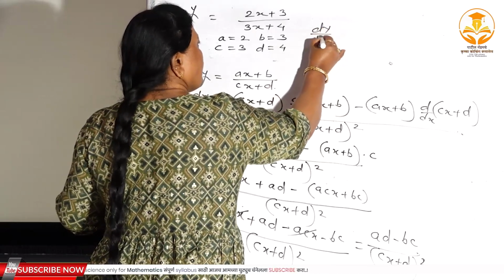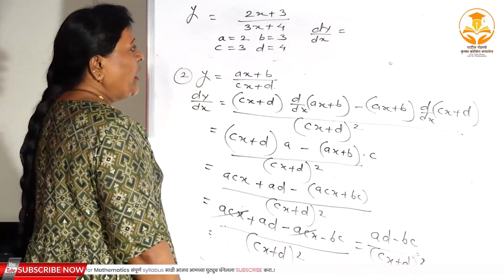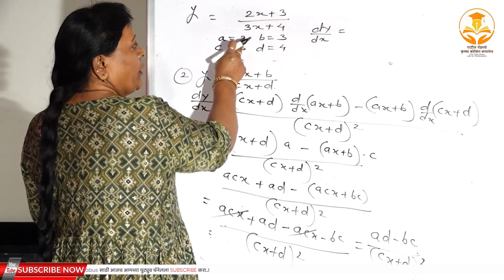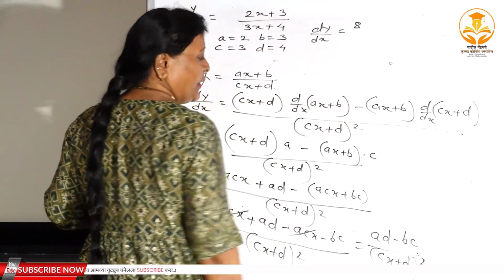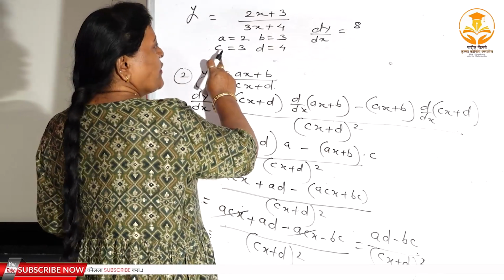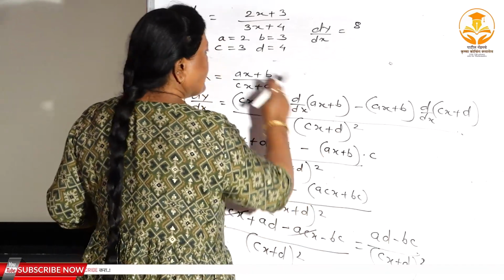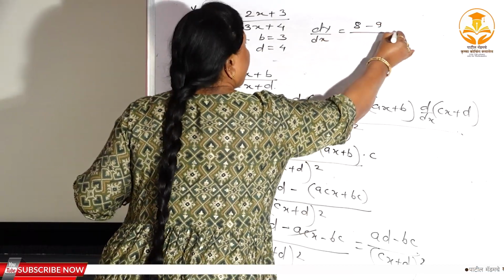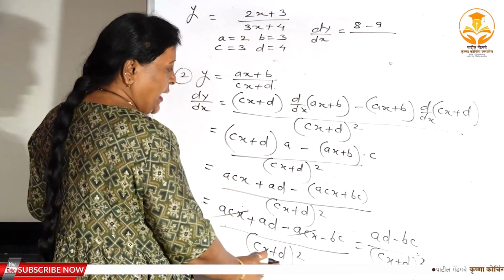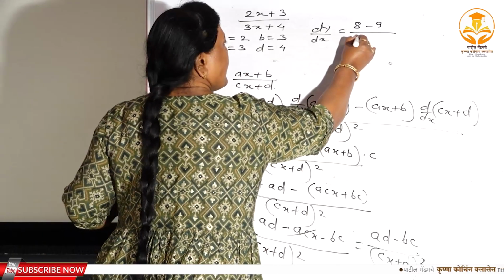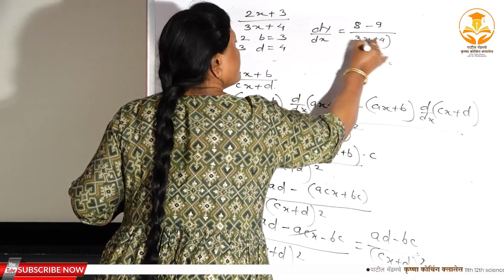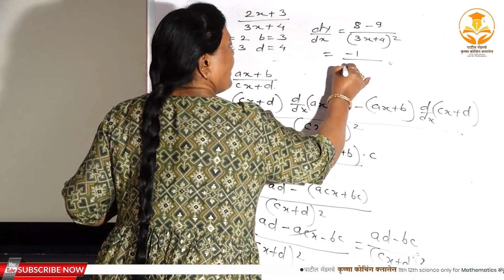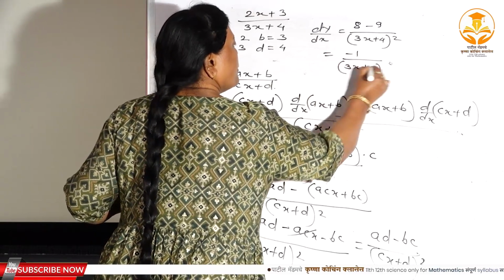What is the result here? dy by dx is equal to, what is the formula? AD. AD means 2 into 4, 8, right? BC, what is the formula here? That is AD minus BC. What is BC? 3 3s are 9, divided by cx plus d whole square, means (3x plus 4) whole square, right? Now 8 minus 9 is equal to minus 1, divided by (3x plus 4) whole square.